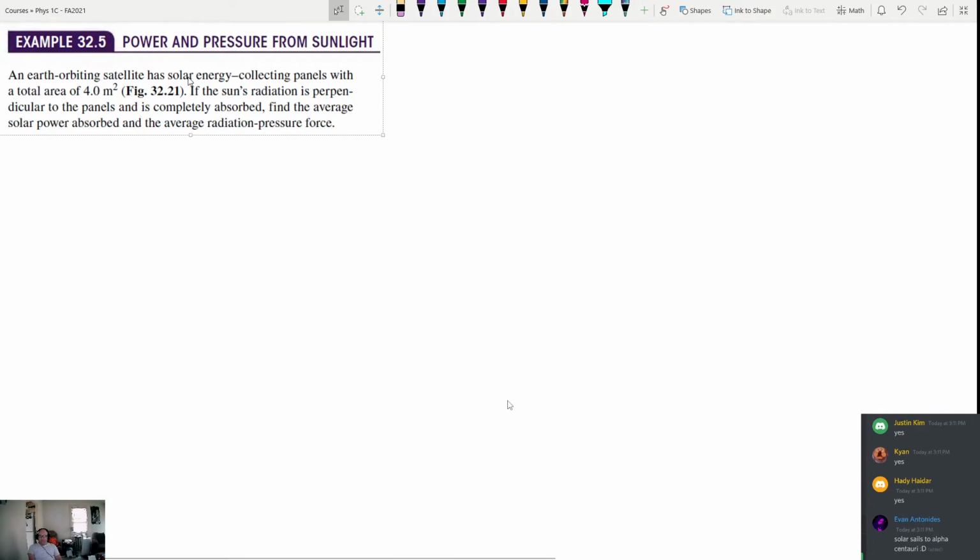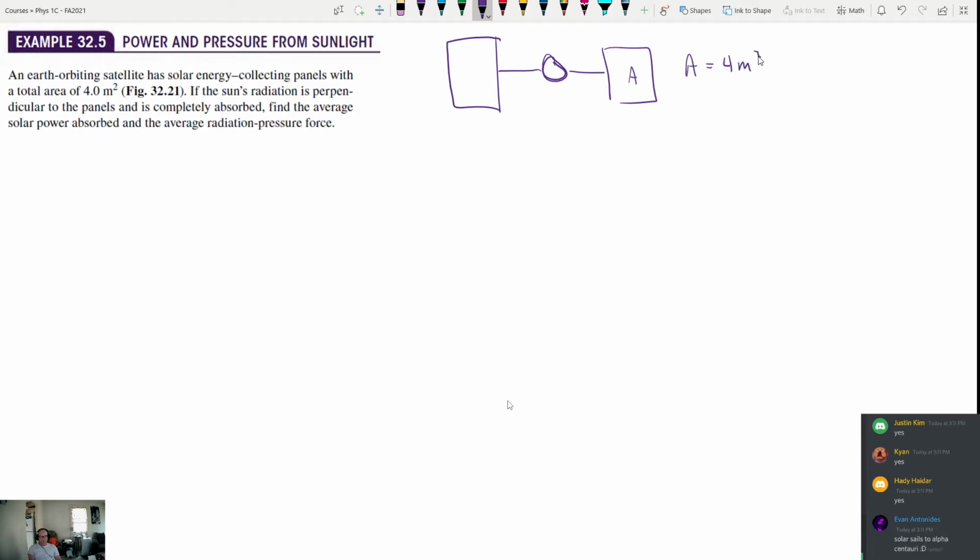An Earth-orbiting satellite absorbing sunlight has solar energy collecting panels. Suppose that we have a satellite. It has solar panels, big fat solar panels sticking out here, with a total area of 4 meters squared. It says, if the sun's radiation is perpendicular to the panels and completely absorbed. Well, that's kind of stupid because solar panels always reflect. Find the average solar power absorbed and the average radiation pressure force.